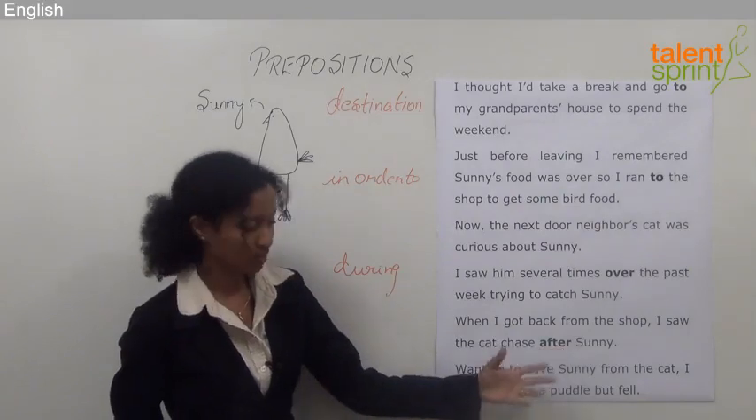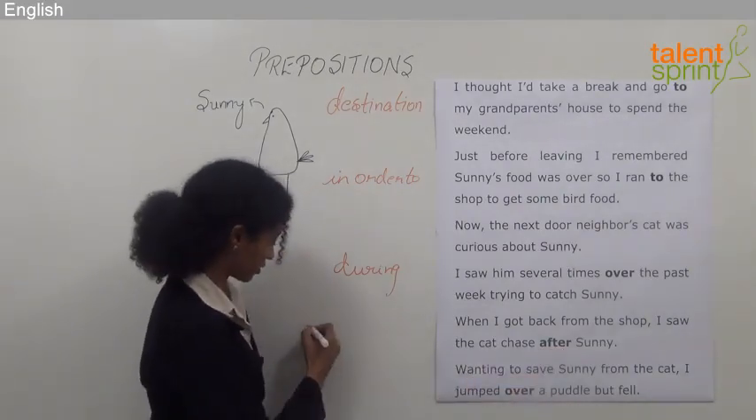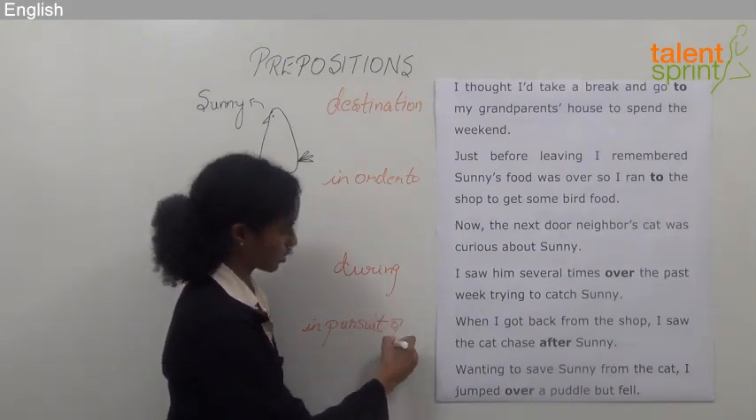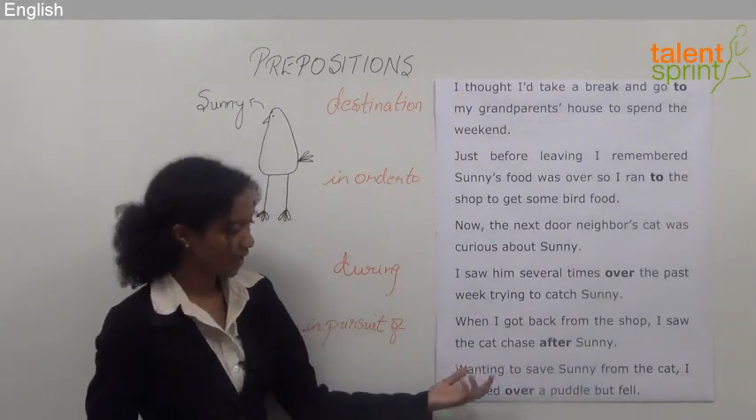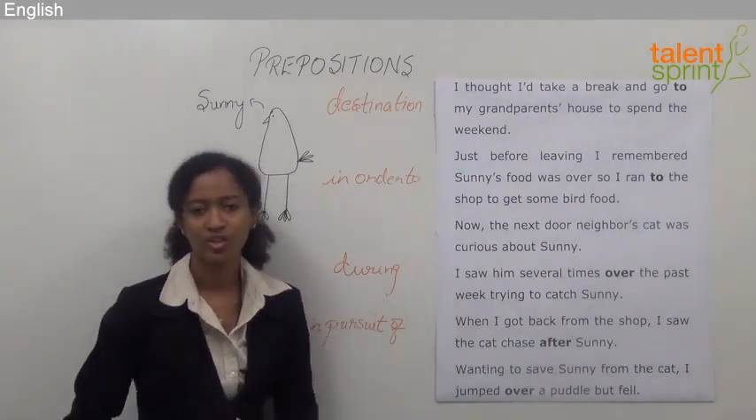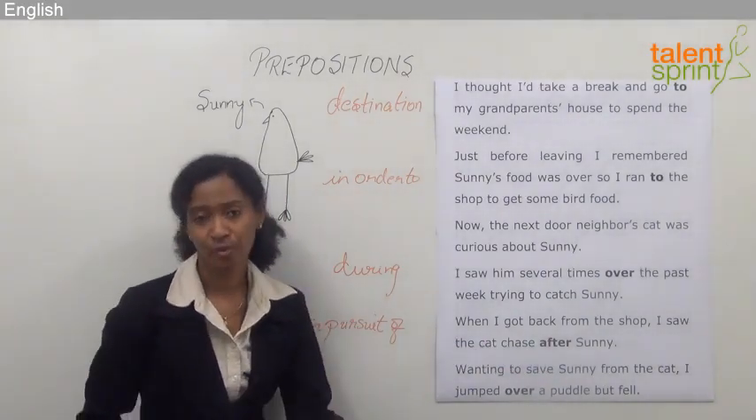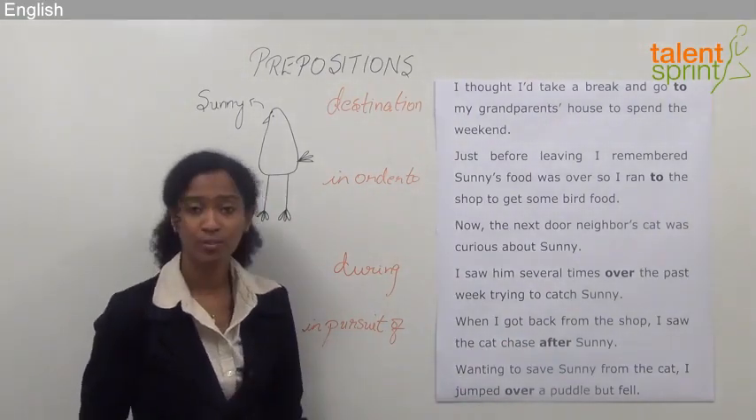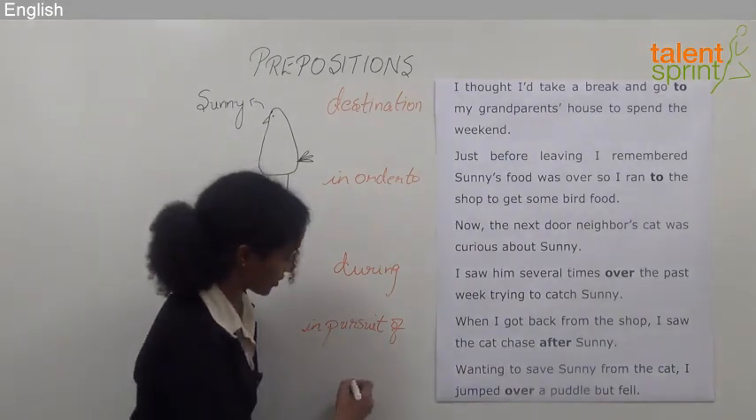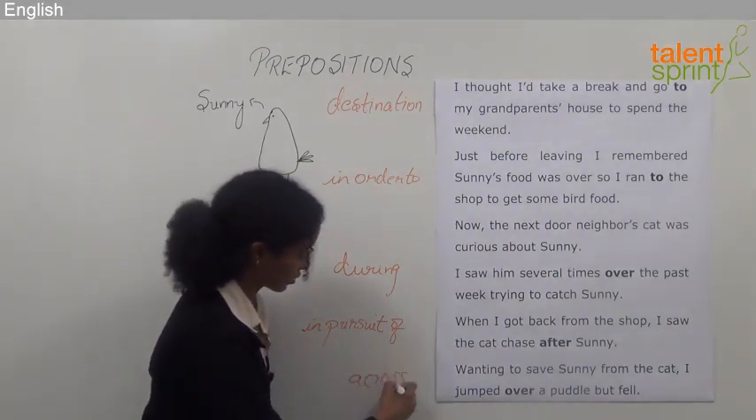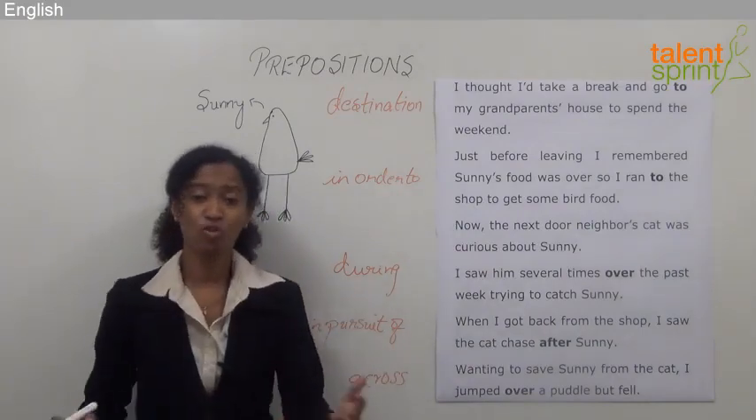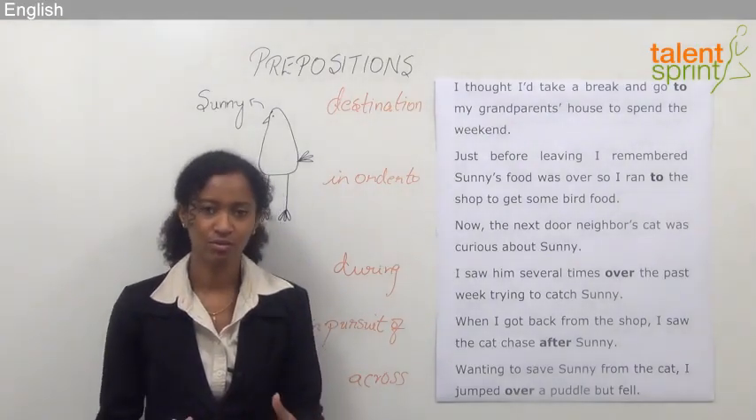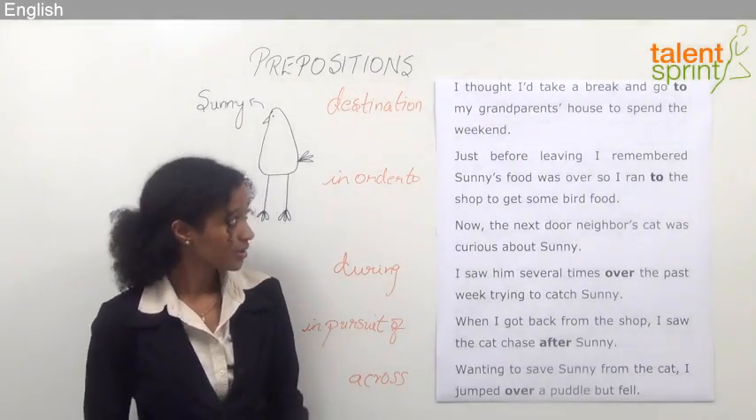And here, after represents in pursuit of. When I got back from the shop, I saw the cat chase after Sunny, or the police were chasing after the robber, in pursuit of. Wanting to save Sunny from the cat, I jumped over a puddle but fell. Here, over represents across. I jumped over the cat, or I jumped over Sunny, just to make sure I didn't fall and hurt either Sunny or the cat. Yeah?